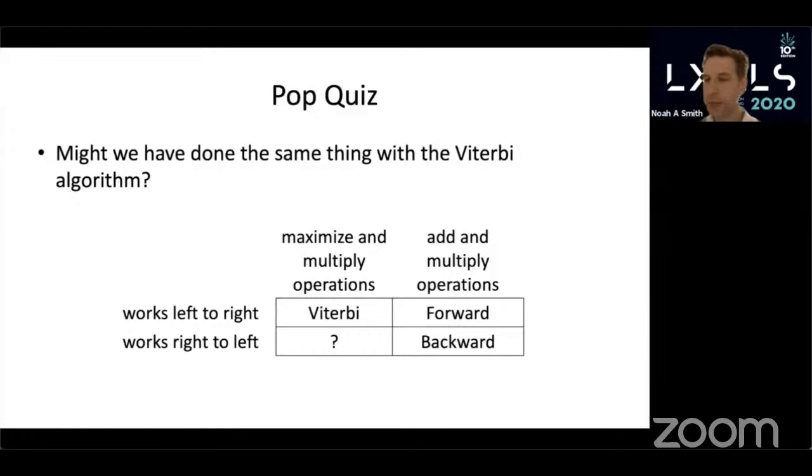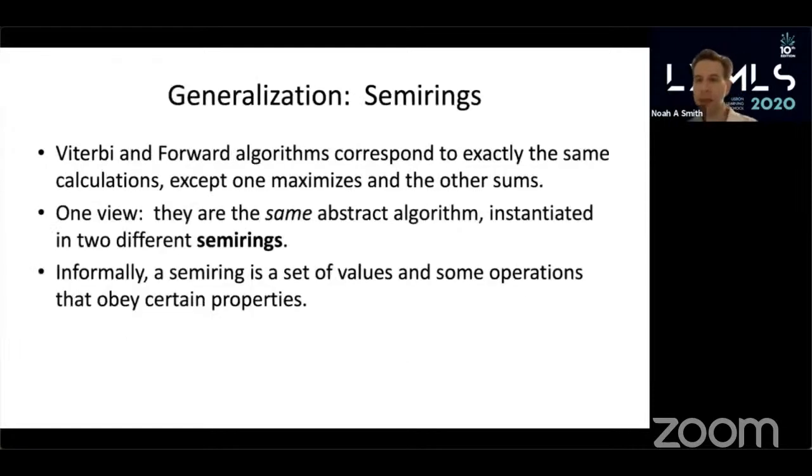And the answer is yes, because we're using essentially the same distributivity property in both cases. And this kind of distributivity property leads us to an even more general view of these algorithms that I think is worth knowing about and is kind of fascinating to think about. So here's the thinking. The Viterbi and the forward algorithms are essentially the same algorithm. They're the same kinds of calculations. The only difference is sort of like which mathematical operator do you plug in at the bottom level? Is it a max or a sum?